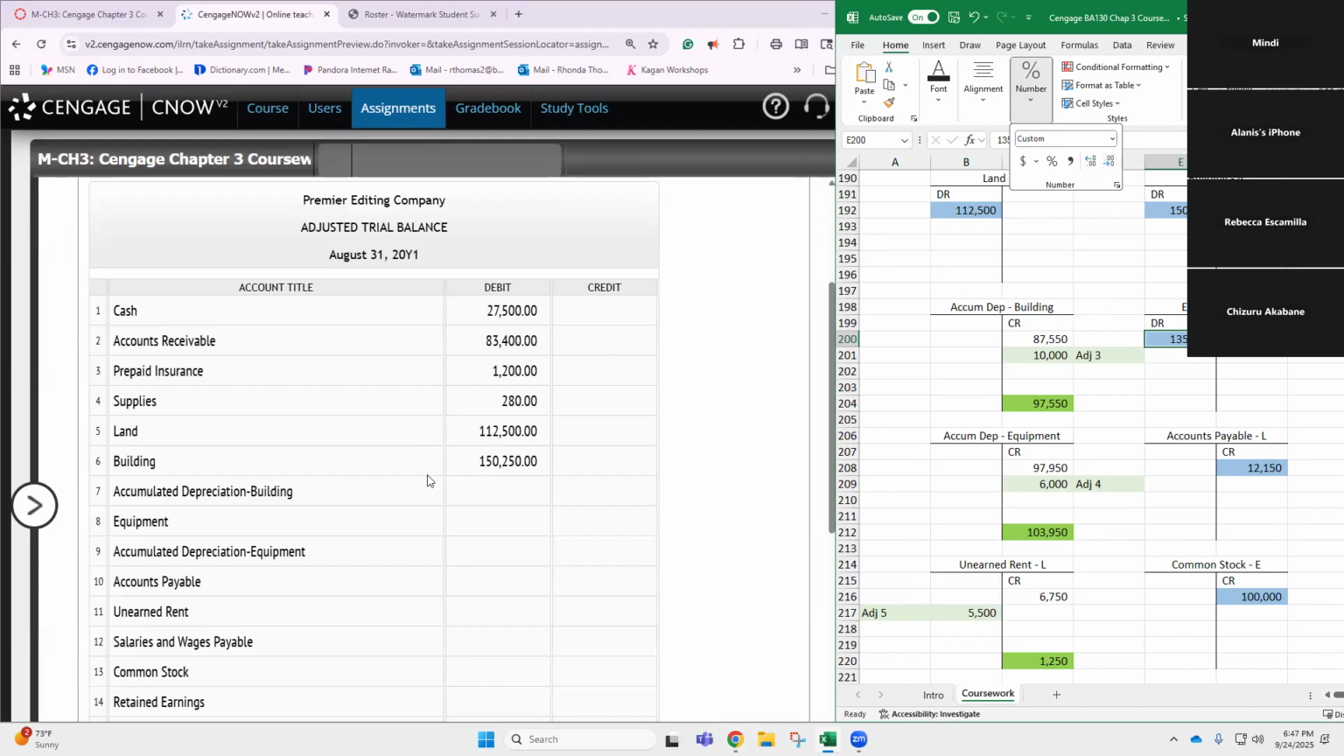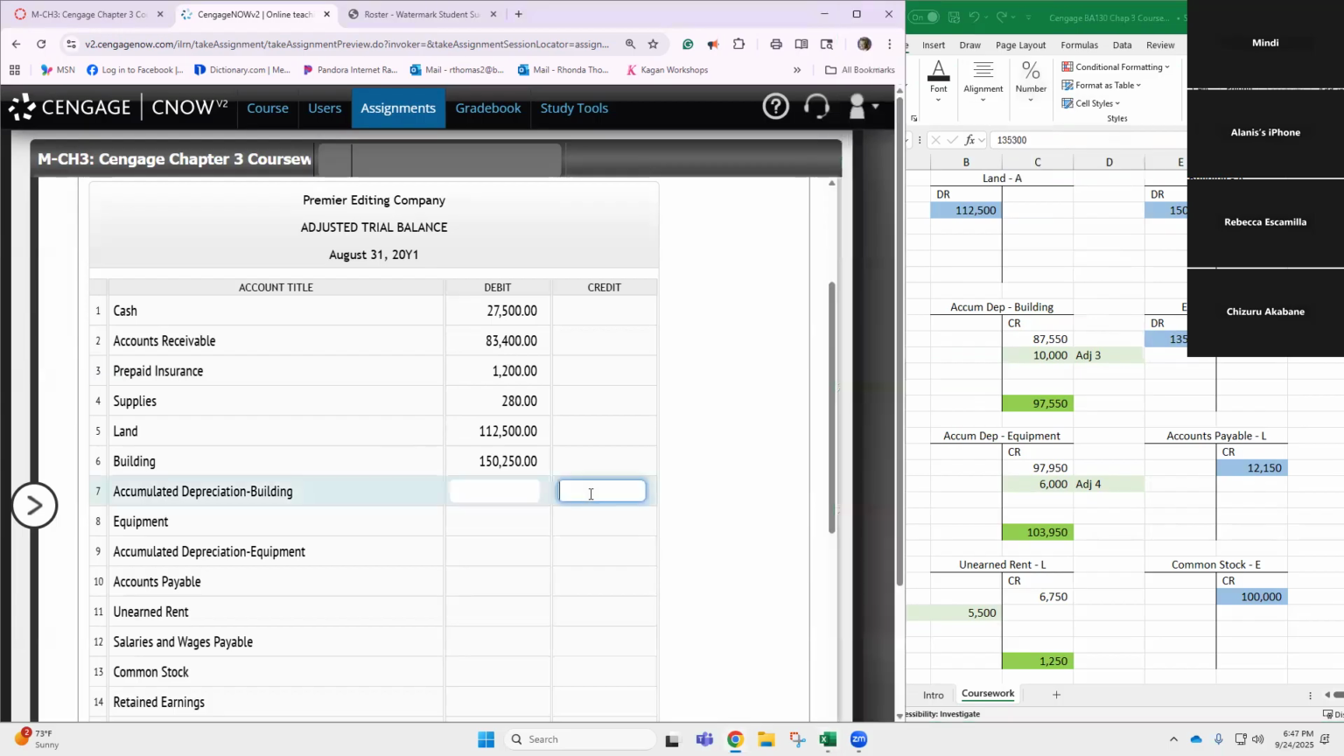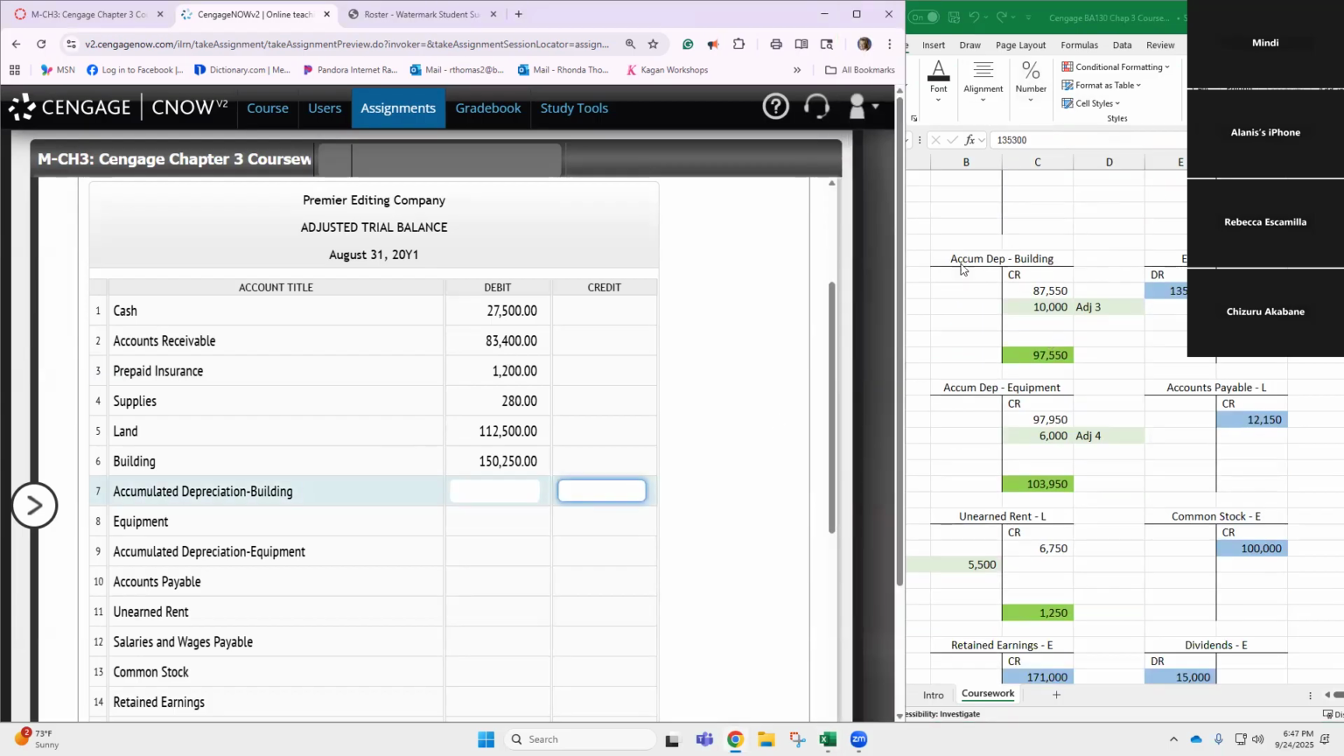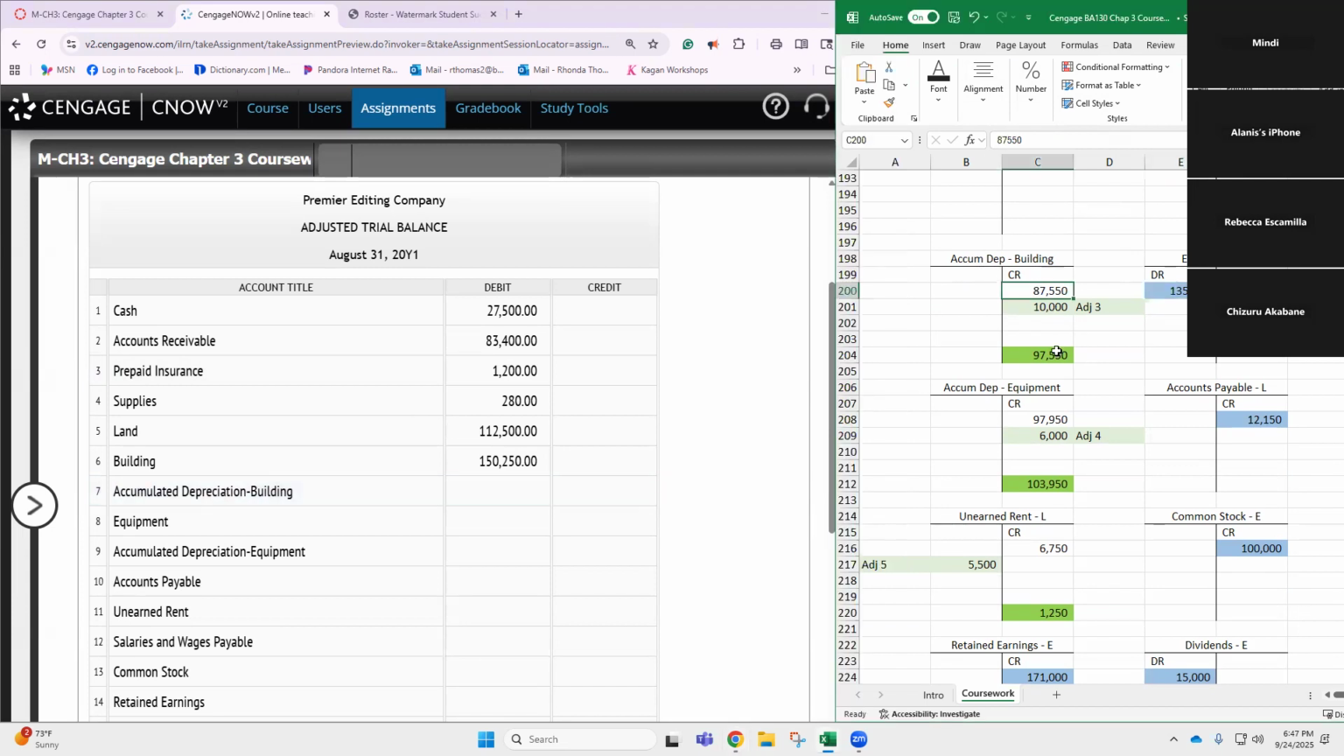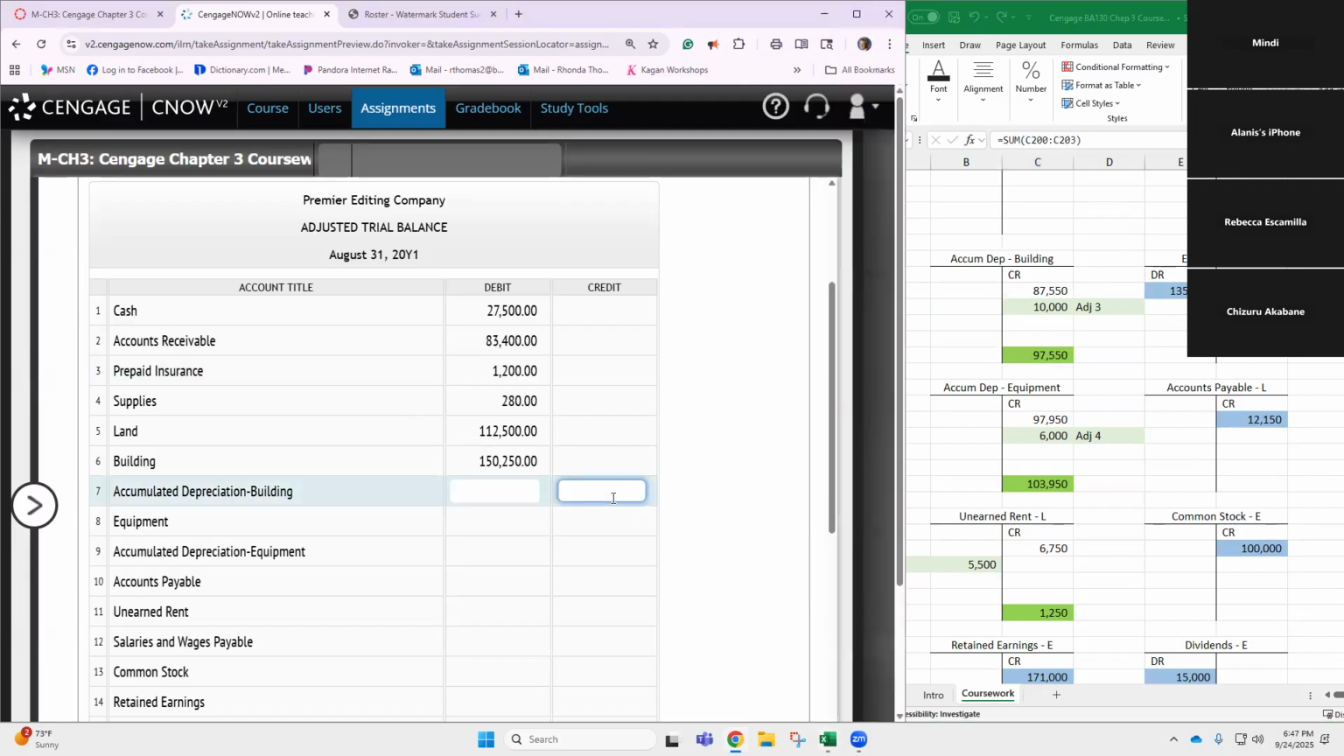All right. So we've got accumulated depreciation. So let's go make sure, here is accumulated depreciation for the building. We had a beginning balance of $87,550. We added depreciation to it of $10,000. So now its new accumulated balance is $97,550. Be sure to put that on the credit side. Go back across. Equipment. No, I did it right. I thought I put the wrong one in.